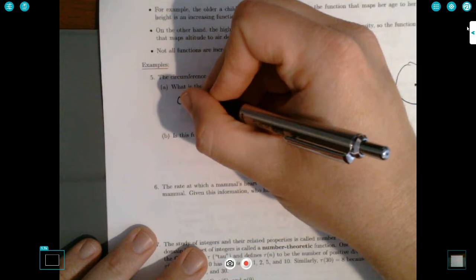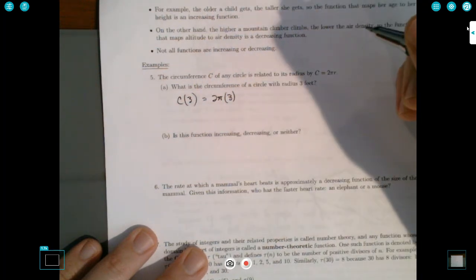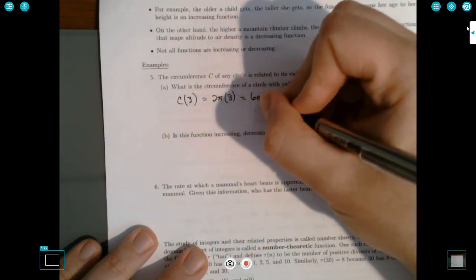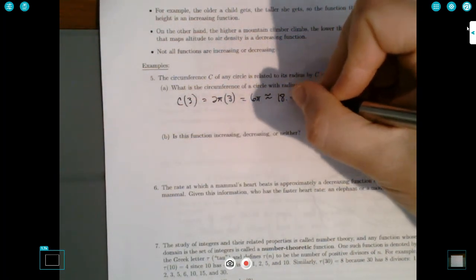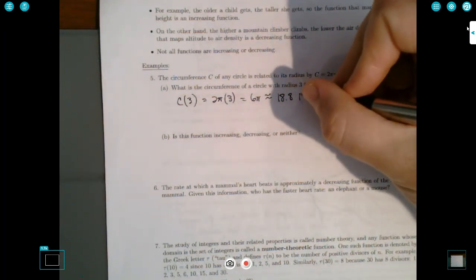Okay. Part A asks, what is the circumference of a circle with radius 3 feet? Right, so the circumference of a circle with radius 3 feet is going to be 2 times pi times 3. Okay, that's 6 pi, or if you just punch it into your calculator, 6 pi is approximately 18.8 feet.